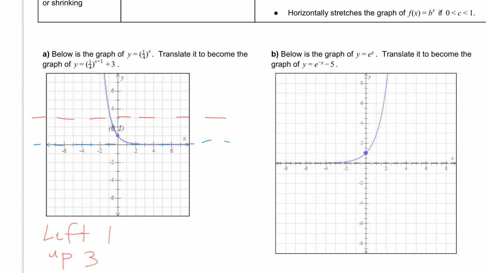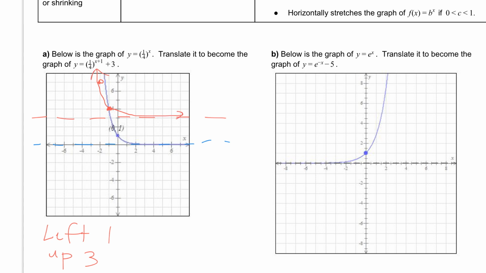Then I can take a couple points off my graph and move those. The first one that I have is the point 0, 1. And I need to move that point to the left 1 and then up 3. So that's now going to be at the point -1, 4. So I'm going to plot that point there. And then if I take another point on my graph, I also have the point originally at -1, 4. And if I move that to the left 1 and up 3, I get the point -2, 7. So I know I also have the point -2, 7. And then I can sketch what my graph looks like. My graph's coming here, and it's going to follow along that asymptote.